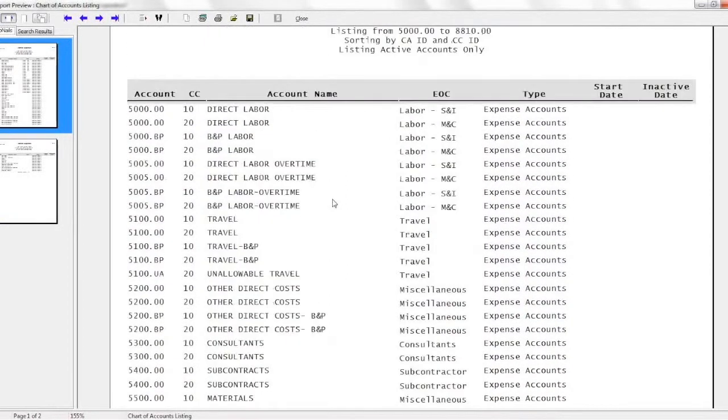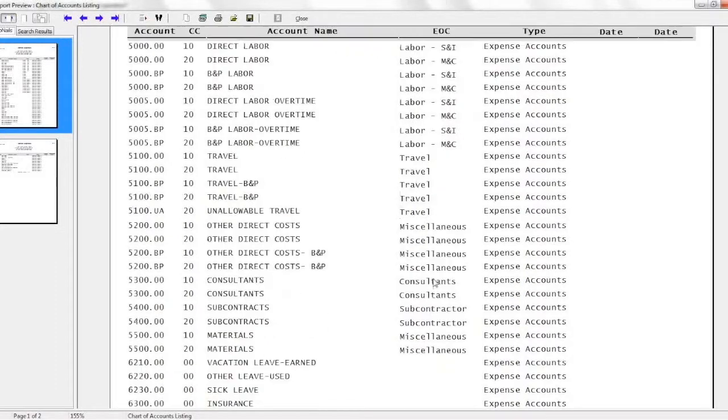One thing that's notable about the chart of accounts is that the direct cost elements are linked to what is called an EOC, or an element of cost. And effectively what that does is it attaches these costs, these expenses, to a separate but fully integrated job cost ledger.